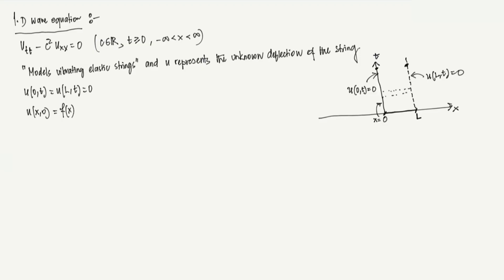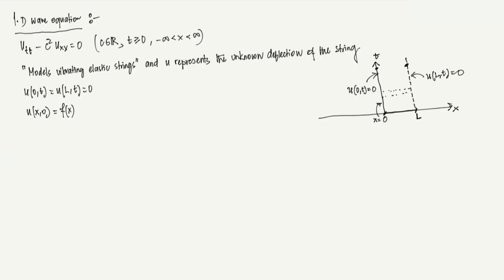You understand the deflection? At t equals 0, the initial deflection is, let's say, f of x, like sine x. I'm just giving you an example; it can be some other function f of x. Now we also need to know the initial velocity at time t equals 0, how fast it is deflected. It's not enough to know how much it is deflected.